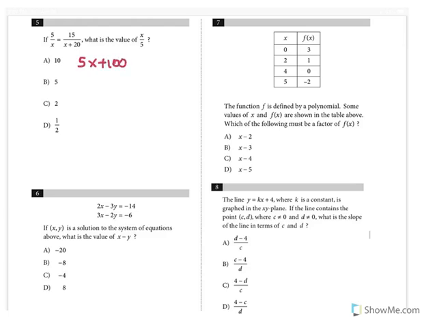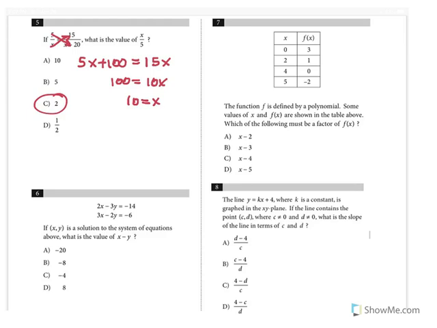plus 100. All right, so again, just cross multiplying. And that is going to equal 15x. Meaning 100 equals 10x, or 10 equals x. And so since 10 equals x, x divided by 5 is 10 divided by 5, which equals 2.